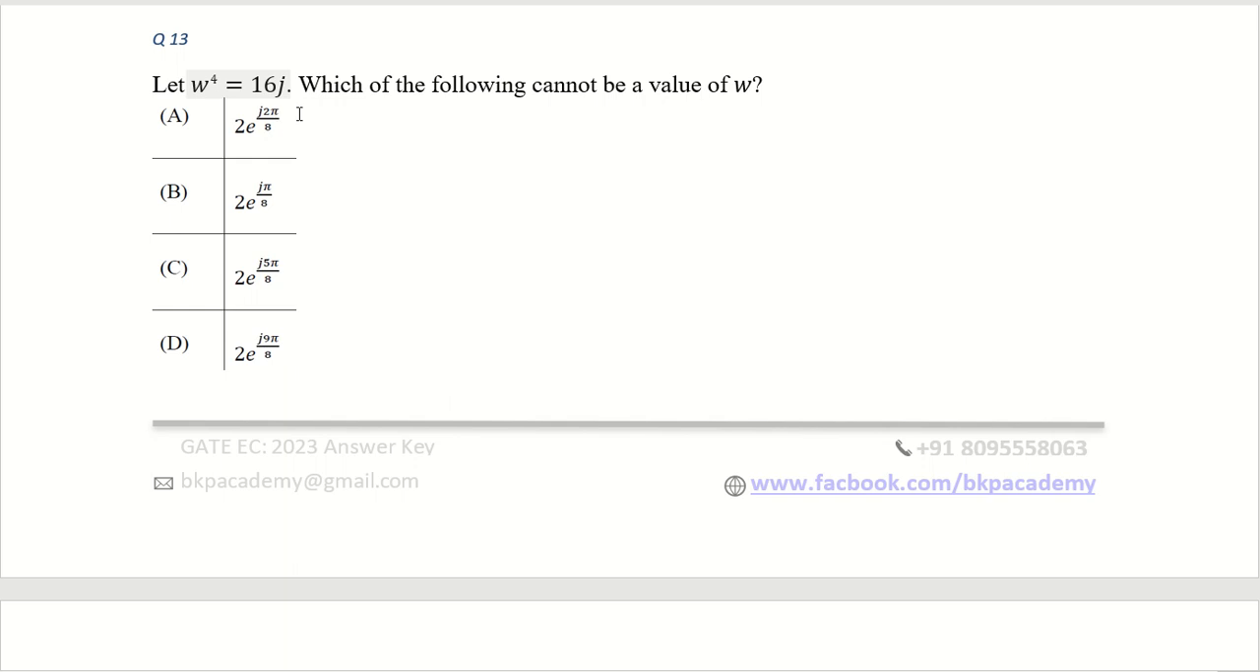Let omega to the power 4 be equal to 16j. Which of the following cannot be the value? This has multiple solutions because I have already taught you in complex numbers. Any number can be represented by e to the power j (2n plus 1) pi by 2, or e to the power j n pi, something like that. So the option that can be there for this is option A, e to the power 2 into e to the power j 2 pi by 8. This cannot be the value.